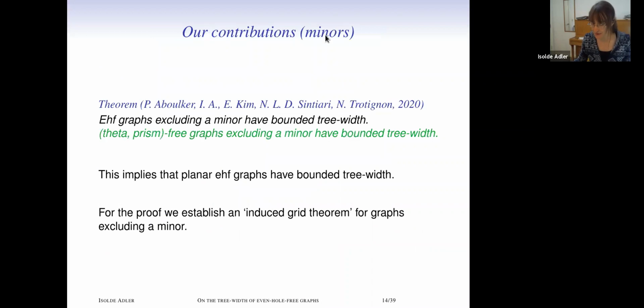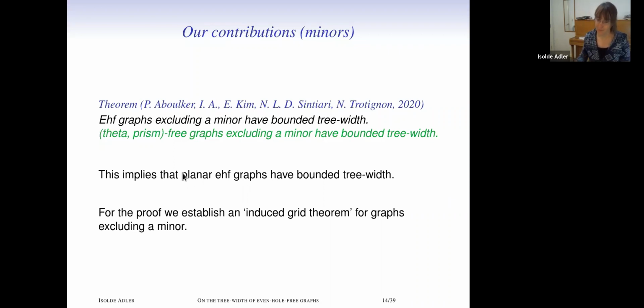And here's the part about minors. Together with Pierre, Onjung, Dewey and Nicolas, we showed that even-hole-free graphs excluding a minor have bounded tree width. Actually, we show something slightly more general: the class of all theta-prism-free graphs excluding a minor have bounded tree width. So it's sufficient not to contain any of these thetas or prisms that we saw earlier. And this implies the result by Silva and Linhares Sales that planar even-hole-free graphs have bounded tree width, because planar graphs can be characterized by forbidding, for example, K5 and K3,3 as minors. They exclude a minor.